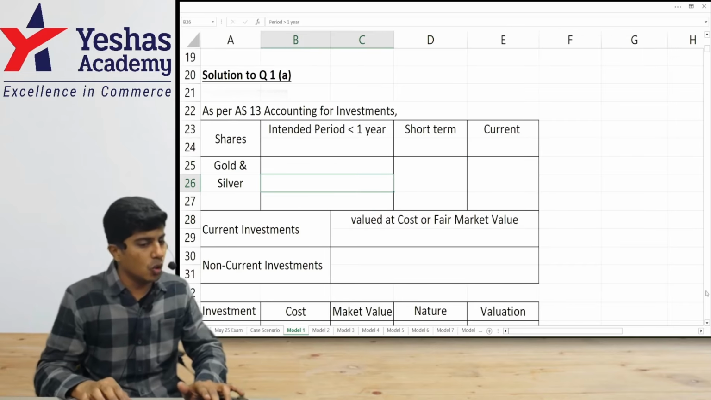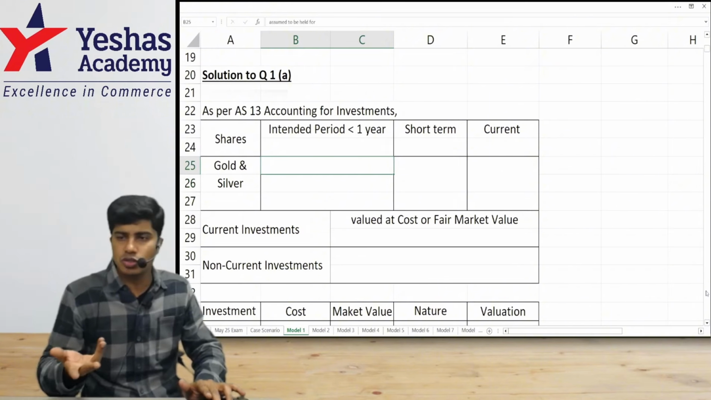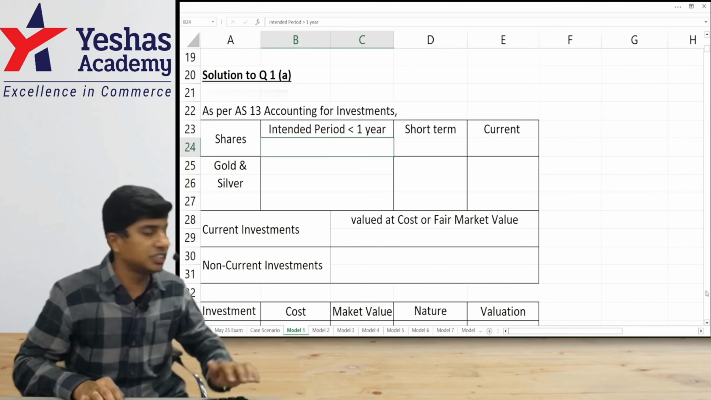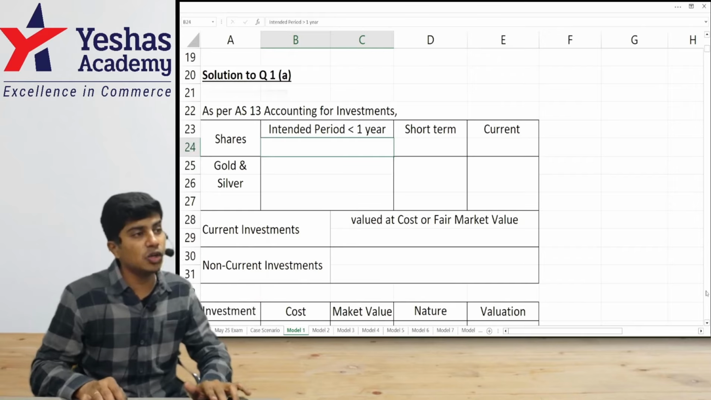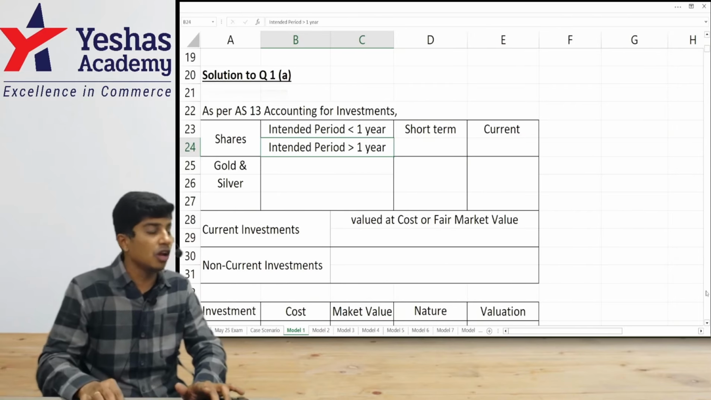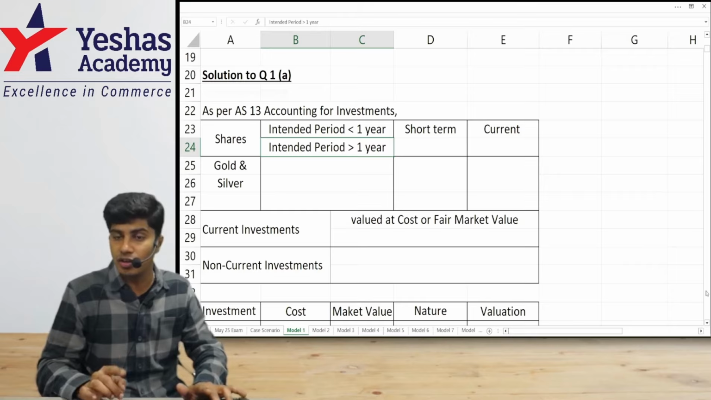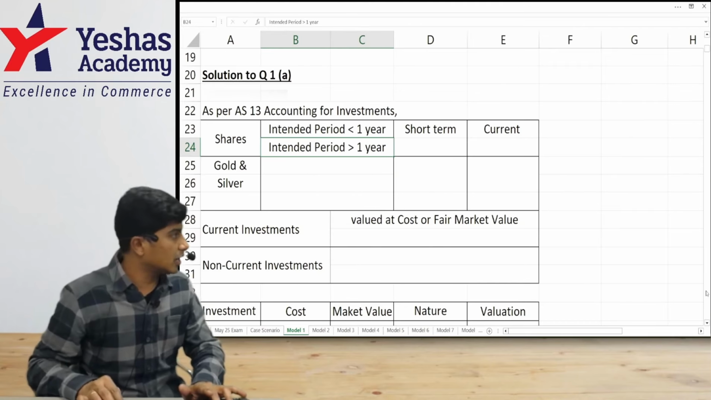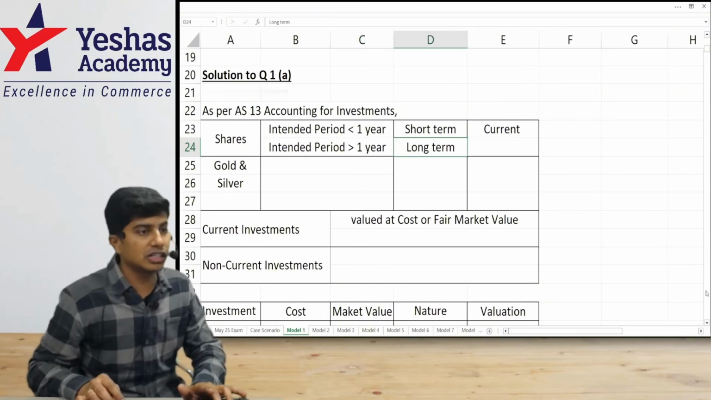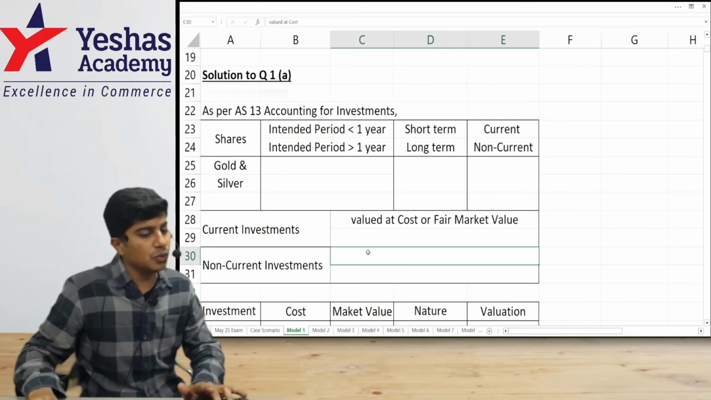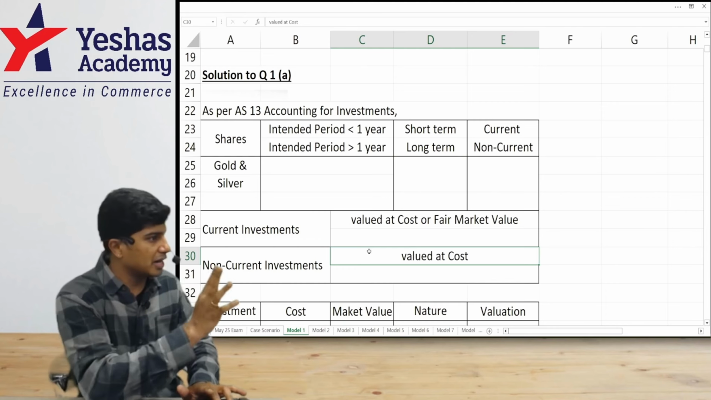Next, whenever we have gold or silver, it is also to be checked whether it is expected to be held for longer or short term. If shares are intended to be held for a period longer than 1 year, we are not talking about the actual period of holding, we are talking about the intended period of holding. If you intend to hold it for a period longer than 1 year, then it becomes long term investments. Long term or non current investments will be valued by cost. It will not be valued at NRV or market price or fair value.